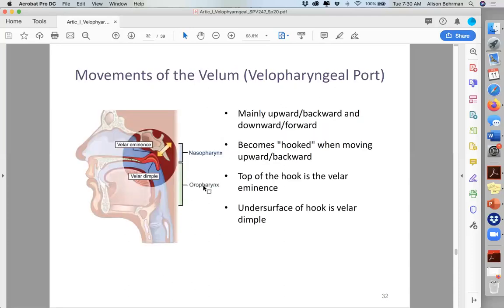All right, slide 32. The movements of the velopharyngeal port, the velum, and the back wall of the pharynx are critical to understand. Put a star in your notes. This is super important for budding speech-language pathologists. Contraction of the velar muscles results in closing off the nasal cavity from the oral cavity, and the next few slides highlight this movement. Do understand this movement.